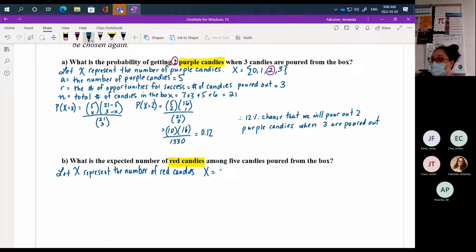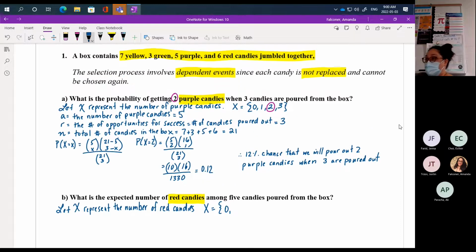And then that little numbered box here, I'm going to go, could we get 0 red candies? Yes. Could we get 1 red candy? Yes. 2 red candies? Yes. 3 red candies? Yes. 4 red candies? Yes. 5 red candies? Yes. Would I go on to 6? No, I wouldn't. Because in this case, I'm only pouring out 5 candies. So even though there's 6 candies in the box, due to this scenario, I can maximum get 5 red candies poured out.